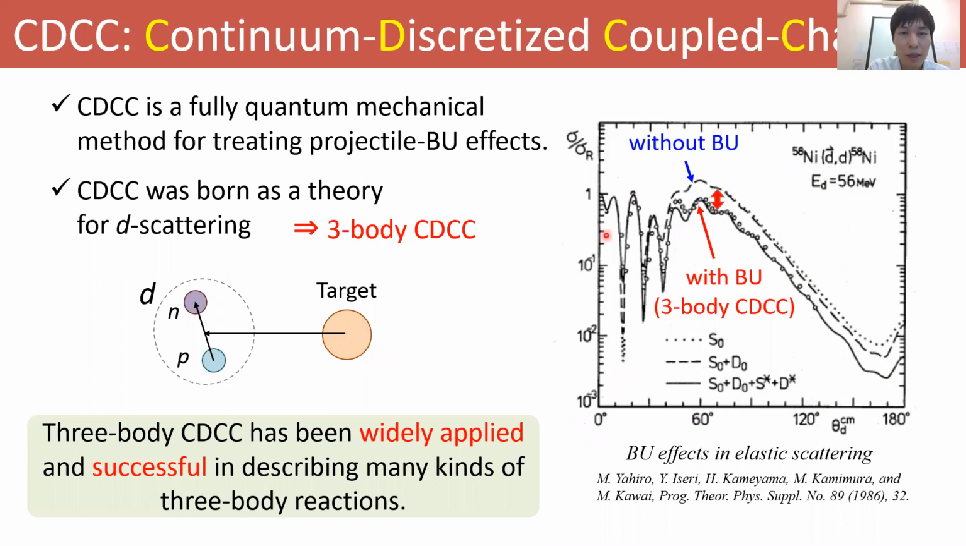This figure shows the elastic cross-section as a function of the scattering angle. The dashed line corresponds to the calculation without breakup effect, and the solid line corresponds to the CDCC calculation with breakup. As everybody knows, the difference between these two lines corresponds to the breakup effect. And it is well known that the deuteron breakup effect is important in deuteron scattering. After this success, the three-body CDCC has been widely applied and successful in describing many kinds of three-body reactions.